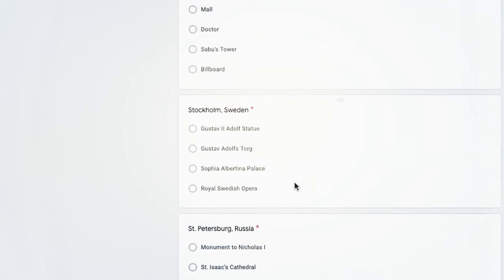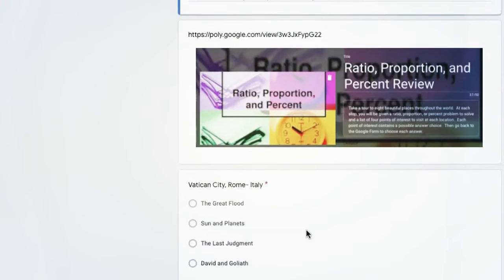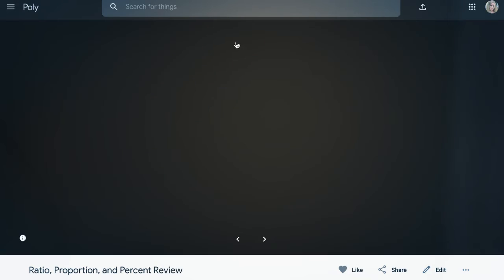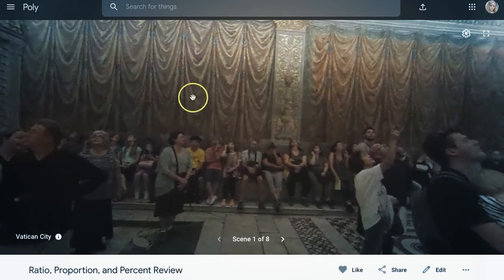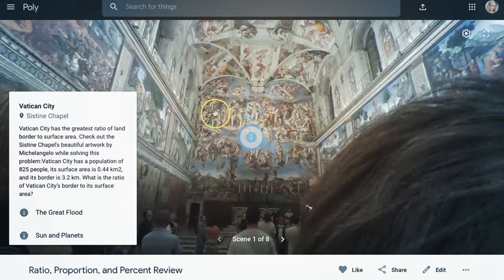However, once you scroll up this form, you will see where you get these answers. If you look more closely, I do have directions for students to go to a tour that I created in Tour Creator, and it's located in Poly. When they click on that link, they'll be taken to the first scene, which is Vatican City and has to do with ratio. So the first problem, they will need to find a point of interest, which will then bring them to some information about ratio that has to do with the Vatican City, and it has a question in it.